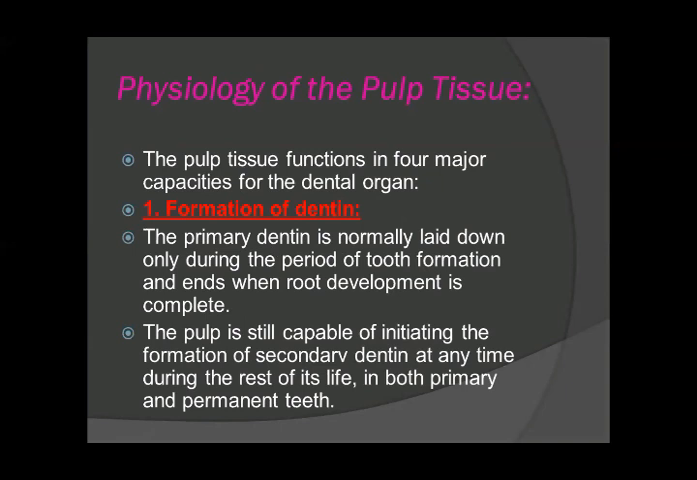Formation of dentine. The primary dentine is normally laid down only during the period of tooth formation and ends when root development is complete. The pulp is still capable of initiating the formation of secondary dentine at any time during the rest of its life, in both primary and permanent teeth.